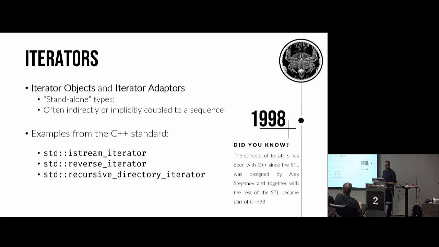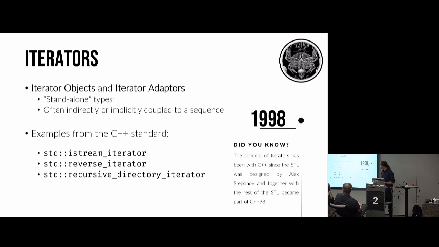std::istream_iterator is a single pass iterator that reads successive objects from our stream. And it calls the input streaming operator. And the actual read operation is performed when the iterator is incremented, right? Not when it is dereferenced. Now, std::reverse_iterator is an iterator adapter, and it just reverses the direction of a given iterator. So plus plus would actually call minus minus, for example.